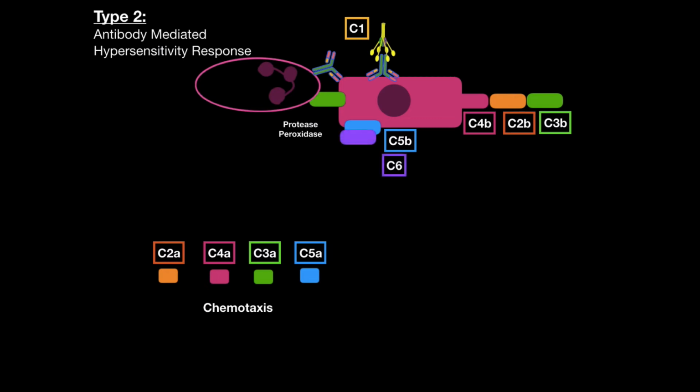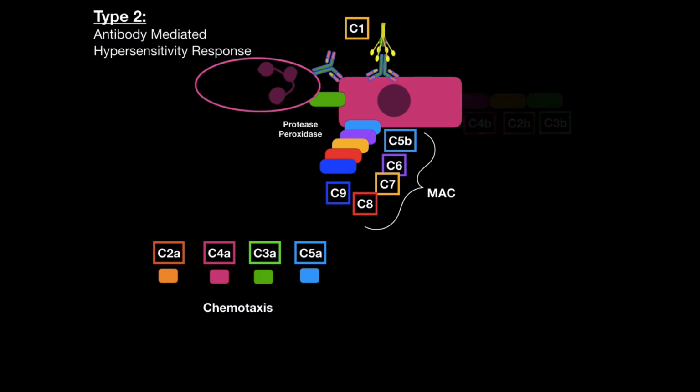Another way is, C5b, C6 can bind C7, C8, and C9. And now we get a structure called membrane attack complex. And that can make a lot of holes on the cell that ruins the internal environment of the cell. And that can cause the cell to die.